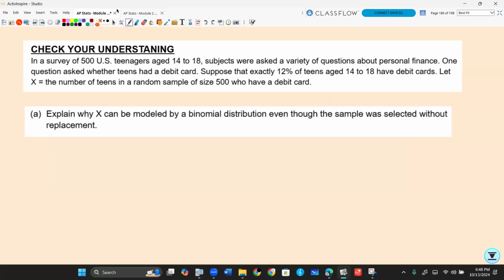So let's do a little check your understanding to close off this video. Go ahead and try it on your own, and you can pause the video and unpause it when you think you've gotten a shot at it. And we're going to do it in 3, 2, 1.